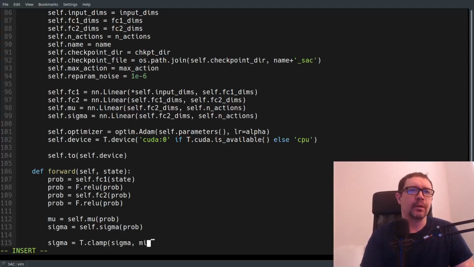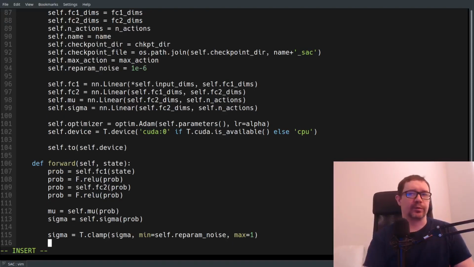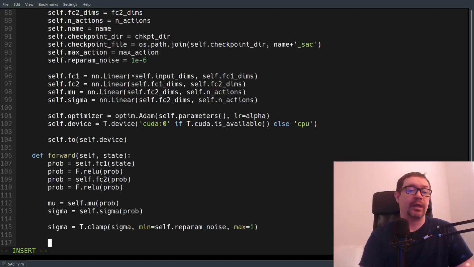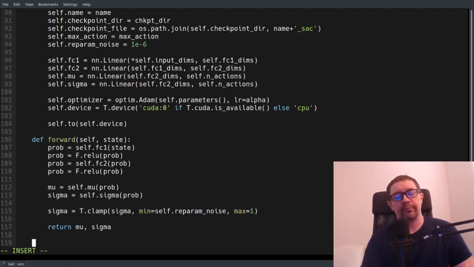So we're going to use a very small number, which is the reparam noise, 1 by 10 to the -6, and a max of 1, so between 0 and 1. You can also use a sigmoid function here to have a nonlinear activation between 0 and 1, and that works just fine. The issue is that it's a little bit slow in terms of computational speed, so the clamp is much faster, and this is already a computationally expensive algorithm, so I make the optimization to use the clamp function. So then once you have calculated them, you want to return the mu and sigma.